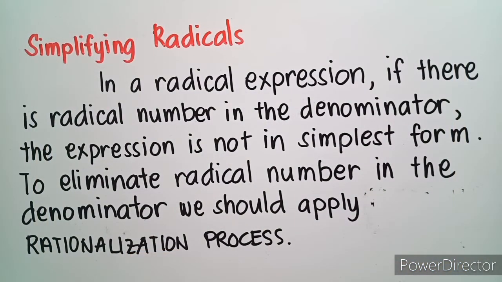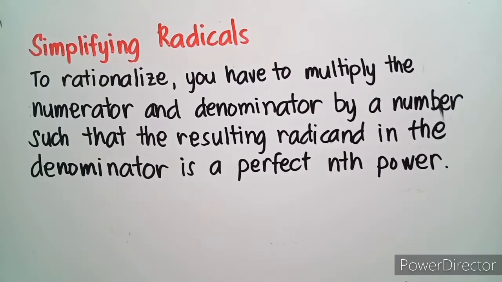Simplifying radicals. In a radical expression, if there is a radical number in the denominator, the expression is not in simplest form. To eliminate a radical number in the denominator, we should apply the rationalization process. So, paano ba yung sinasabi nating rationalization process? To rationalize, you have to multiply the numerator and the denominator by a number such that the resulting radicand in the denominator is a perfect nth power.